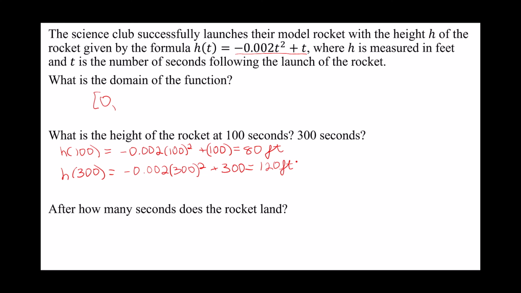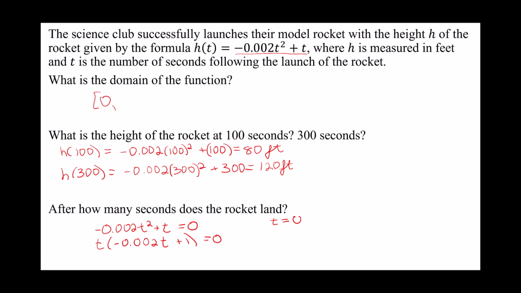The last question, after how many seconds does the rocket hit the ground? So when does the rocket land? Well, I know however high the rocket is, it follows this equation right here. And when it lands, the height is 0. So I'm going to set that equation equal to 0 and solve that. So if I factor out a t, then I get t times negative 0.002 t plus 1. And because it's equal to 0, then I can set each factor equal to 0.